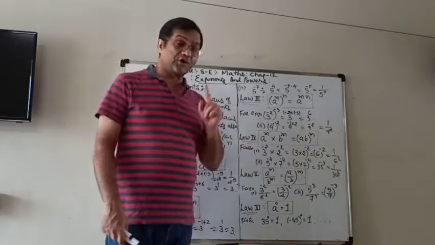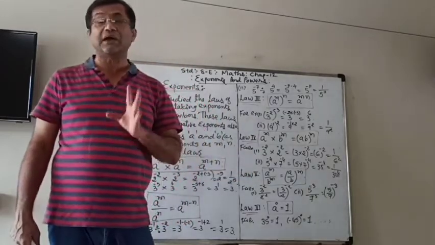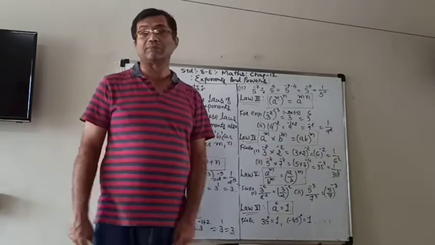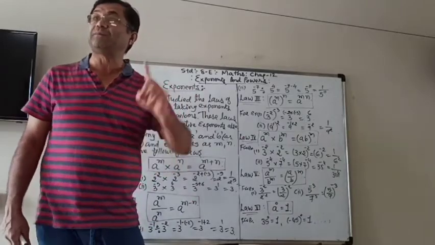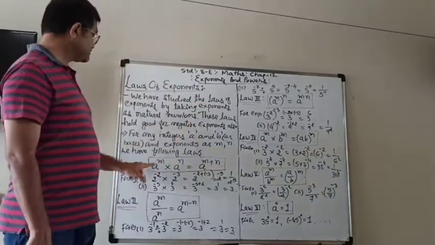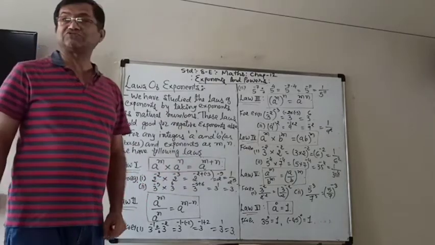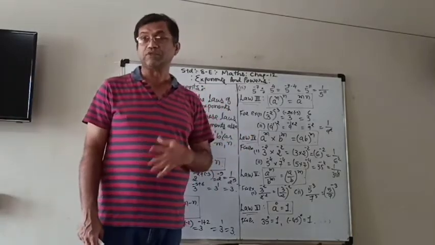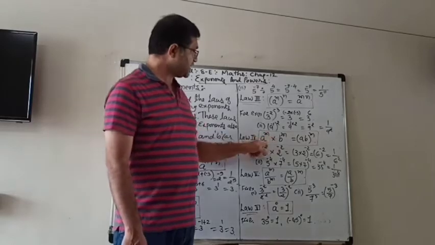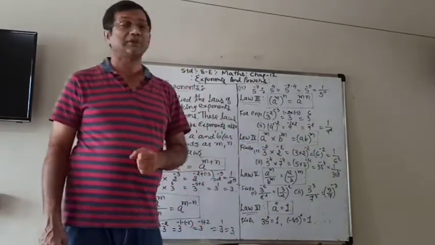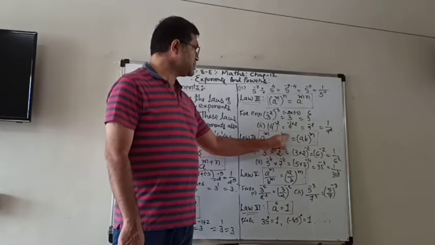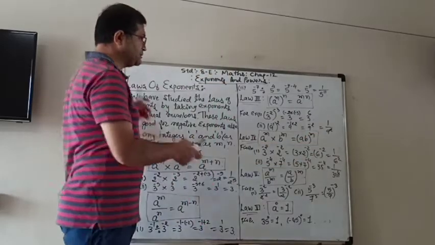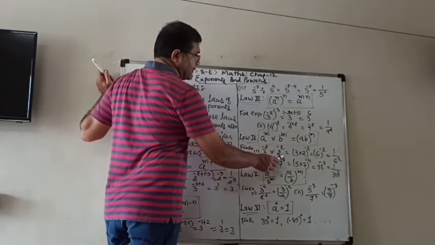Fourth law. Fourth law is a little different, so that you don't get confused. a raised to m multiplied by b raised to m. Here you can see that bases are different but powers are equal. In the first rule, bases were equal and powers were different. Here it is opposite. Bases are different but powers are the same. In this situation, the bases are multiplied and the power is kept. So a raised to m multiplied by b raised to m is equal to a multiplied by b raised to m.